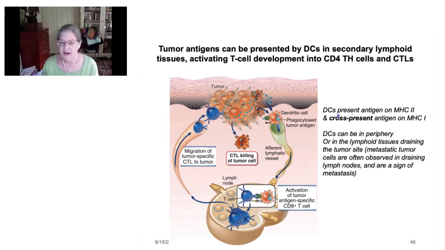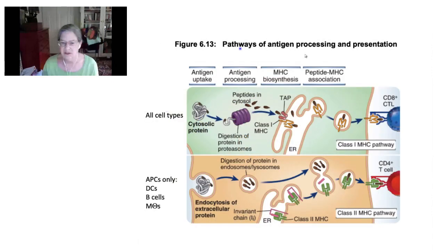Now, I want to just point out that dendritic cells, somebody asked me about cross-presentation. Dendritic cells, and in fact, all APCs, so that's dendritic cells when it comes to priming, and then B cells and macrophages when it comes to effector responses, they all can present antigen on class 1 and class 2 MHC. All your other cells don't have any class 2 MHC except in weird situations, and they only have class 1 MHC. So the point is that dendritic cells can pick up antigen from the outside, and that's what this is: pathways of antigen processing and presentation.